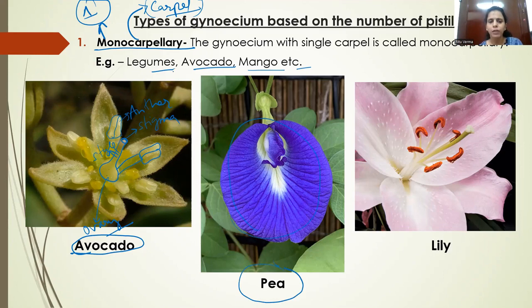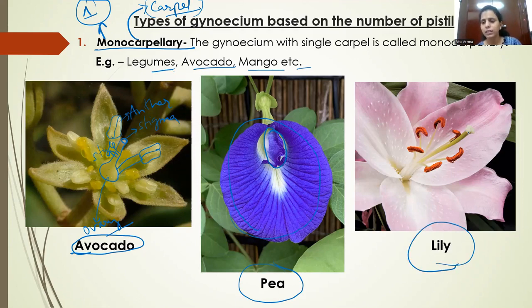This is the flower of pea. Pea is an example of legumes. Pea, all your pulses, groundnuts, soybean, all these are examples of legumes. Here in the flower of pea, the reproductive structures are not visible right now, because they are all enclosed inside the petals. But I have kept this picture here just to make you aware of how the flower of pea looks.